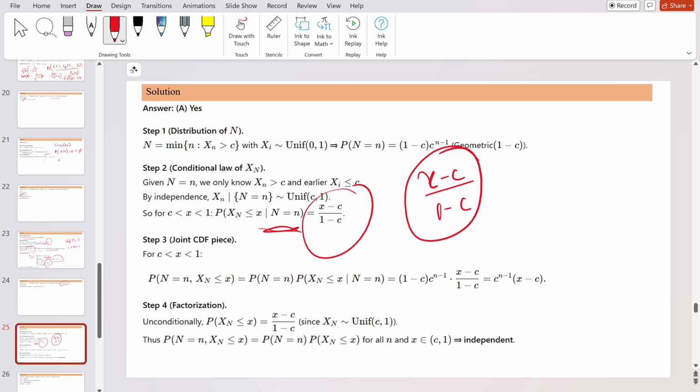When you try to find the joint CDF piecewise, that is for x between c and 1, the probability that N is equal to n and XN is less than or equal to x.